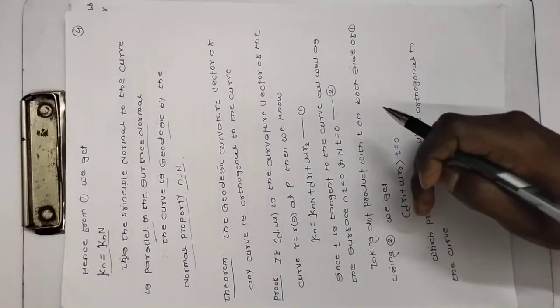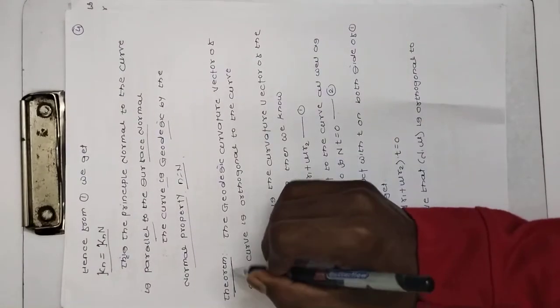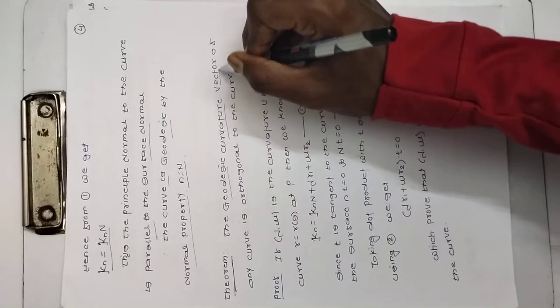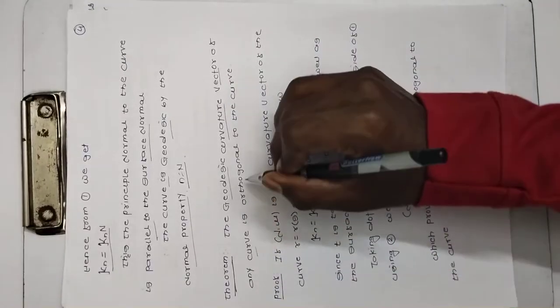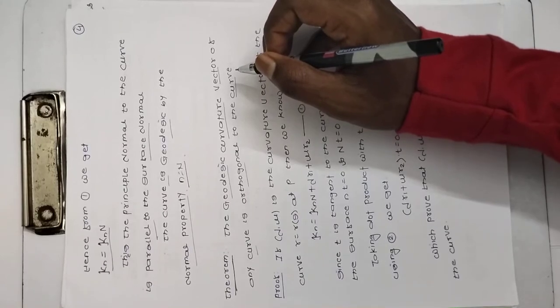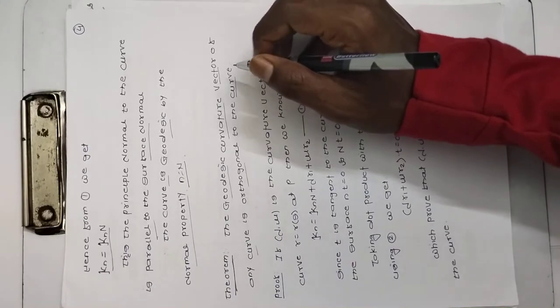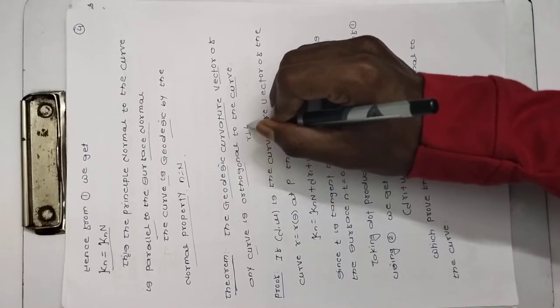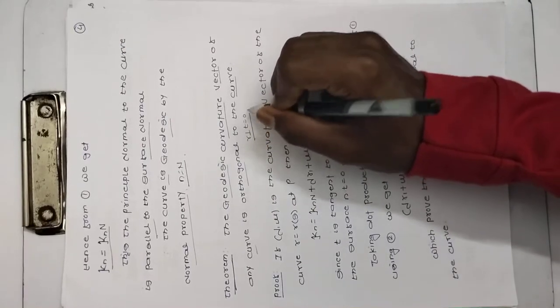Next theorem: the geodesic curvature vector of any curve is orthogonal to the curve. Firstly we see that orthogonal means that if two vectors are perpendicular to each other, then their dot product must be 0. So it is the orthogonality property.